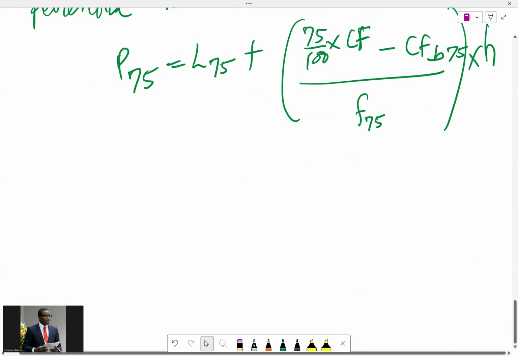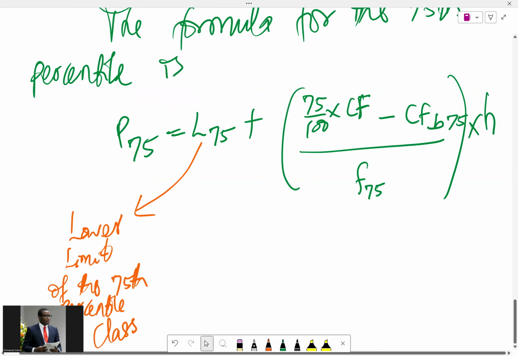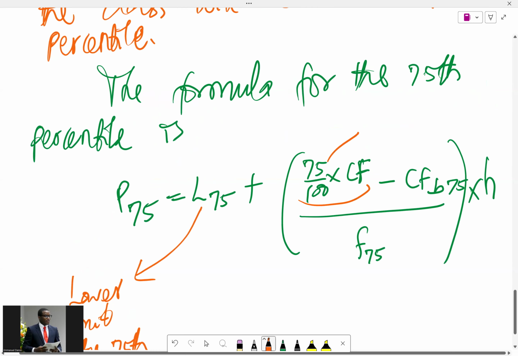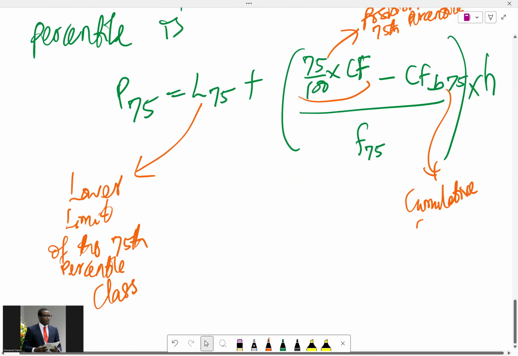So we can just say, okay, I guess I need to pinpoint this. This is the lower limit of the 75th percentile class. Okay, we've done this a couple of times. Then this whole thing now is the position. That's where the 75th percentile class is. Position of the 75th percentile class. And then this right here is the cumulative frequency. Not the total cumulative frequency.